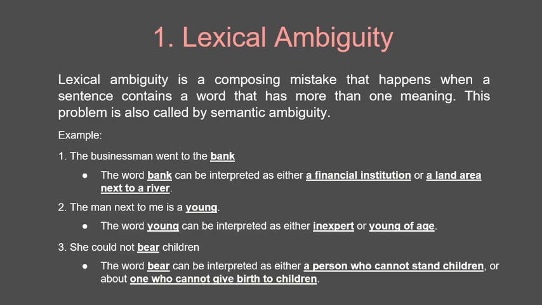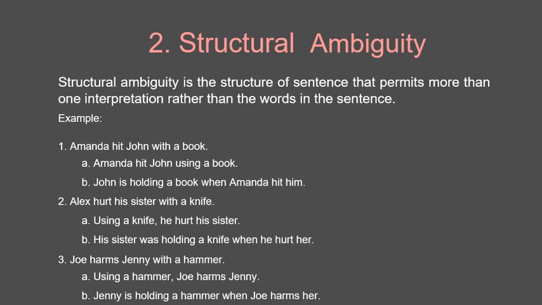And the second example is the man next to me is young. The word young can be interpreted as either an expert or young of age. And the third example is she could not bear children. The word bear can be interpreted as either a person who cannot stand children or one who cannot give birth to children.